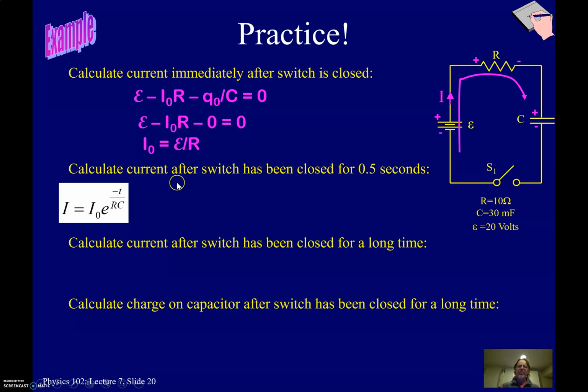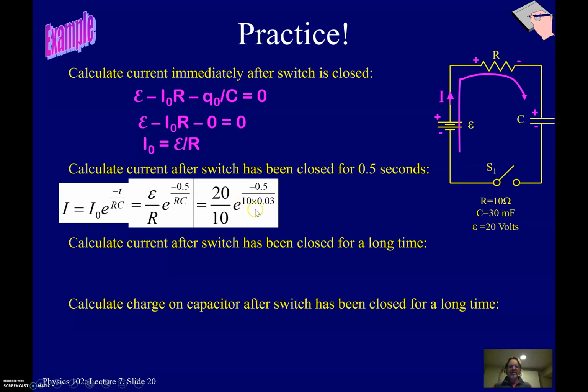All right, calculate the current after the switch is closed for 0.5 seconds. Now we're in the intermediate regime, so we have to do a time thing. Whatever the initial current is, which we just found to be 2 amps a moment ago, it's going to vary with the time over the RC. The RC is simply 10 times the 30 microfarads, so 10 times 0.03. So we have our 20 divided by 10, that's our initial current, the EMF over the R, then to the exponent, and bada-bing, 0.38 amps. So it was 2 amps at the beginning, but half a second later in this circuit it is 0.38 amps.